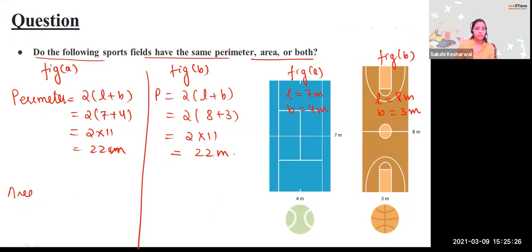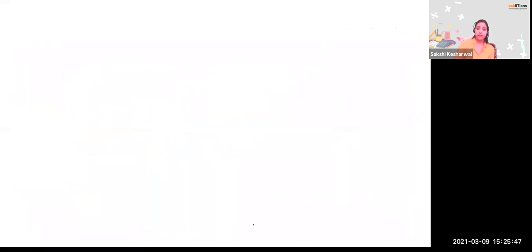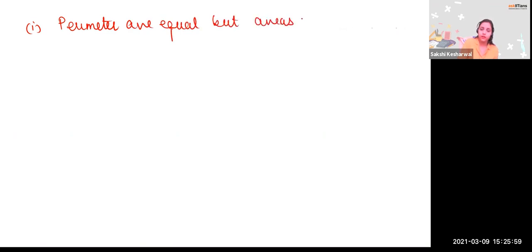Just see this. Over here, that's L into B, right? So area is equal to 7 into 4, which is equal to 28 meter square, right? And the area over here is L into B, which is equal to 8 into 3, which is equal to 24 meters square, right? So what is the conclusion we get? We get the conclusion that perimeters are equal, yes or no? Perimeters are equal, but areas are not equal.